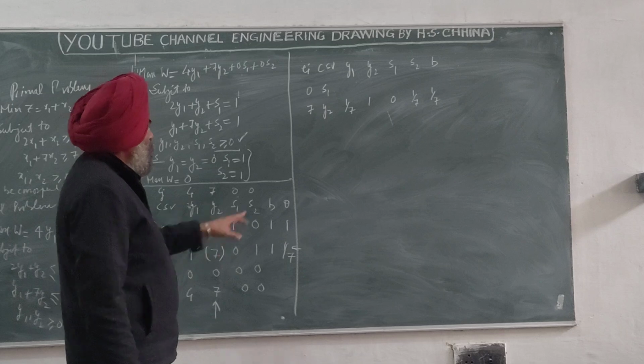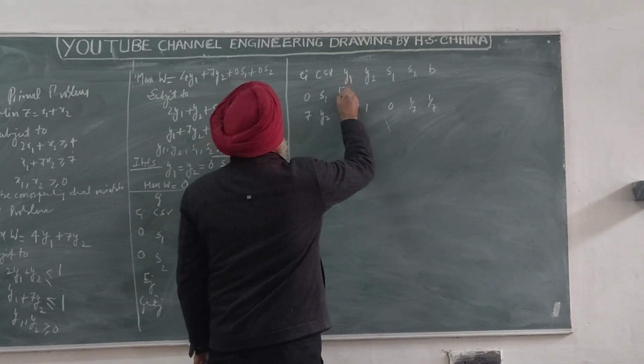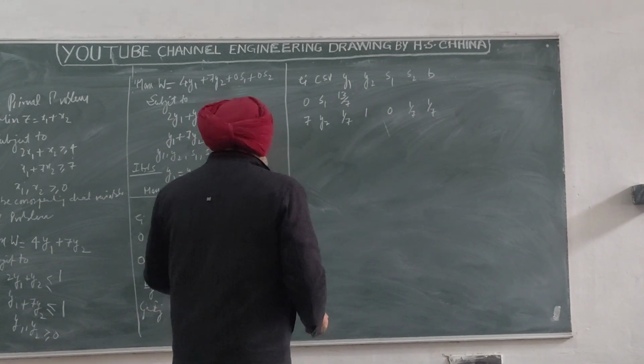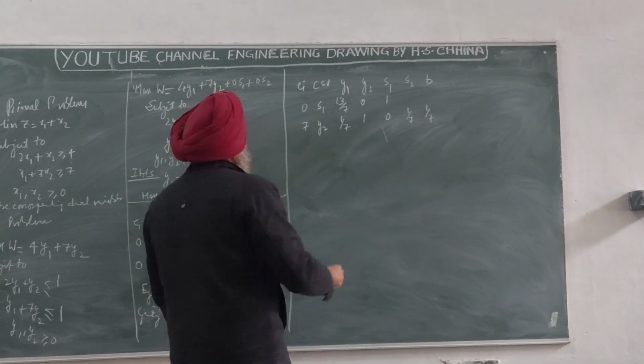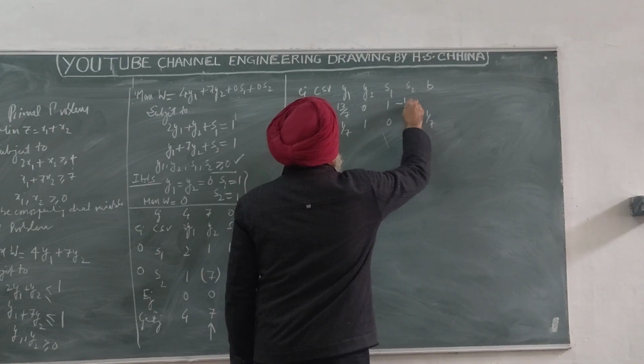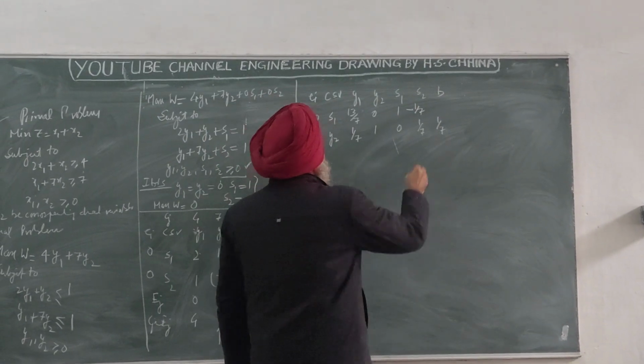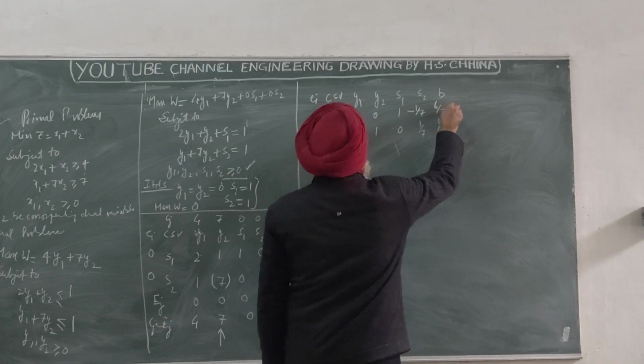So do the iteration: 2 minus 1 by 7. This is 13 by 7. If you take the LCM, 1 minus 1, this is 0. This is 1 minus 0 is 1. This is minus 1 by 7. Clear? This is 1 minus this. This is 6 by 7. Is it okay?